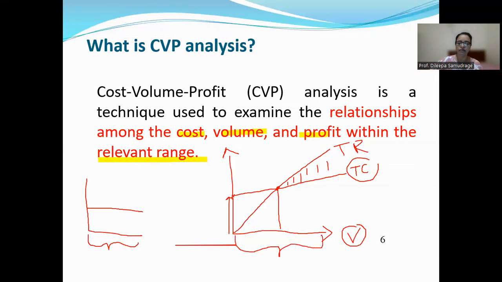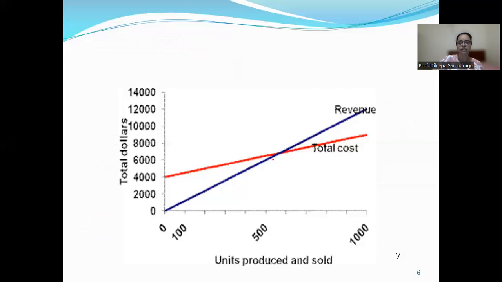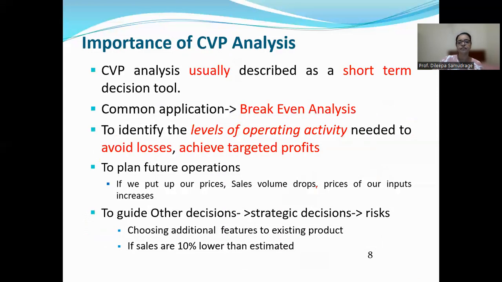Maybe your relevant range is 0 to 1,000 units or 0 to 5,000 units. This is your relevant range, right? These terms are very important. So cost volume profit analysis means you study the relationship among cost, volume, profit within the relevant activity range. So that is about CVP analysis. Hope you got it.